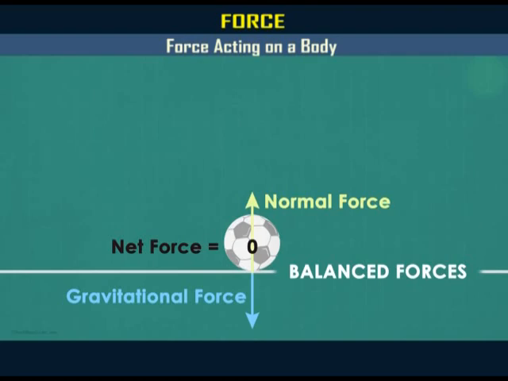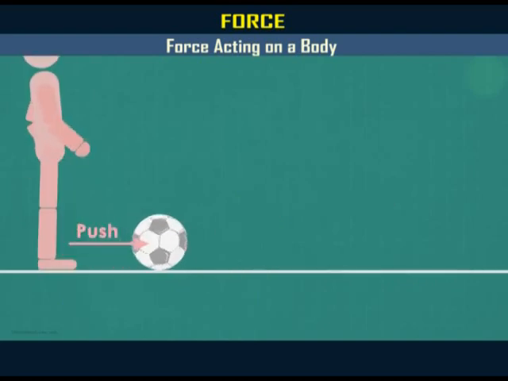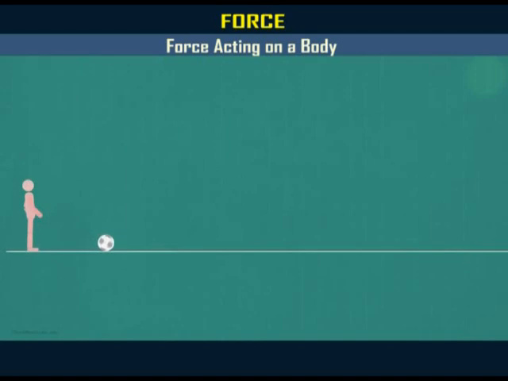For the object to move, there has to be a net force. When the ball was kicked, it started moving, and that is because there was another force applied that distorted the balance.